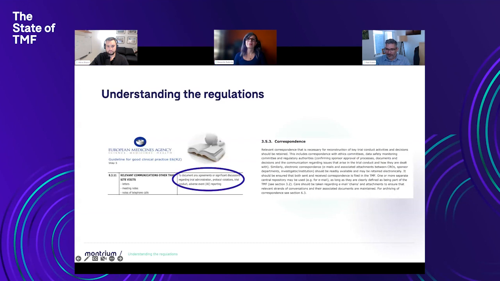Yeah, I think one thing, if I can just add, Donatella, that I find interesting here is when we look at ICH E6R2, which obviously is a few years old now. But when it came out, emails existed, but they don't refer to it here. Yeah, exactly. Letters, meeting notes, or notes of telephone calls. I'm not sure how many people make telephone calls today.